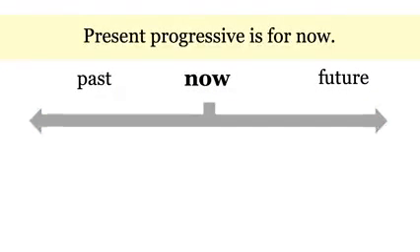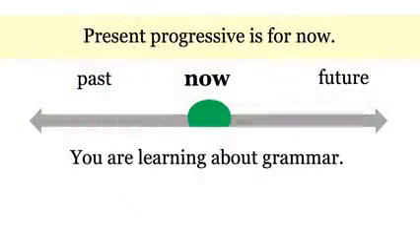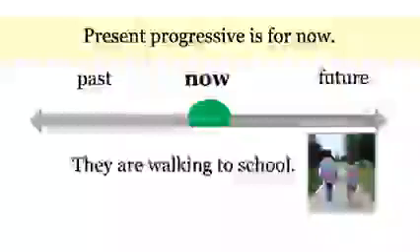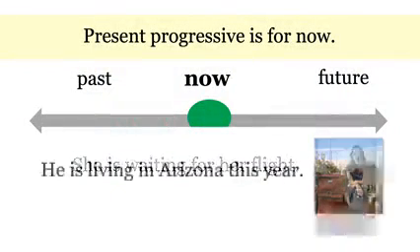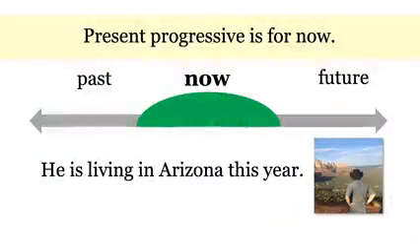Progressive is for now. You are learning about grammar now, right this minute. They are walking to school. She is waiting for a flight. He is living in Arizona this year. Remember, now can be a long time. We use this word, this, to show that it is now and we need the present progressive. I'm going to call this word a signal word.